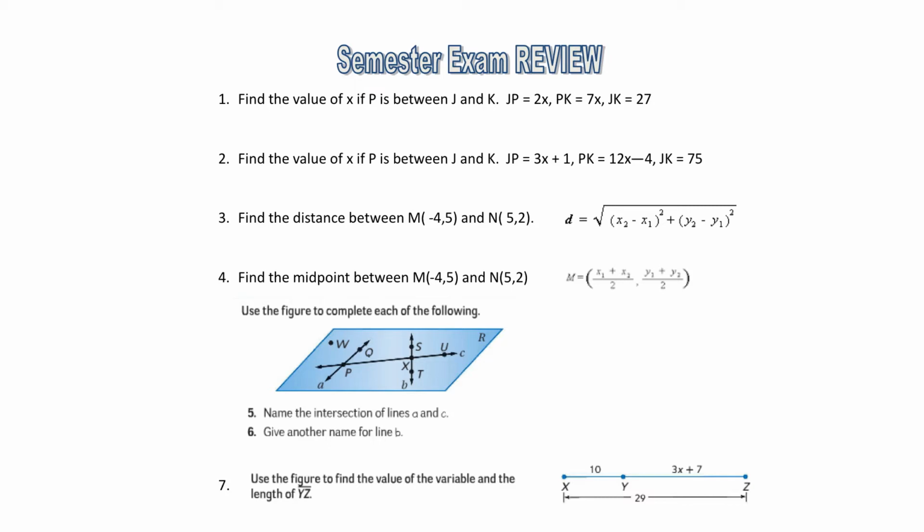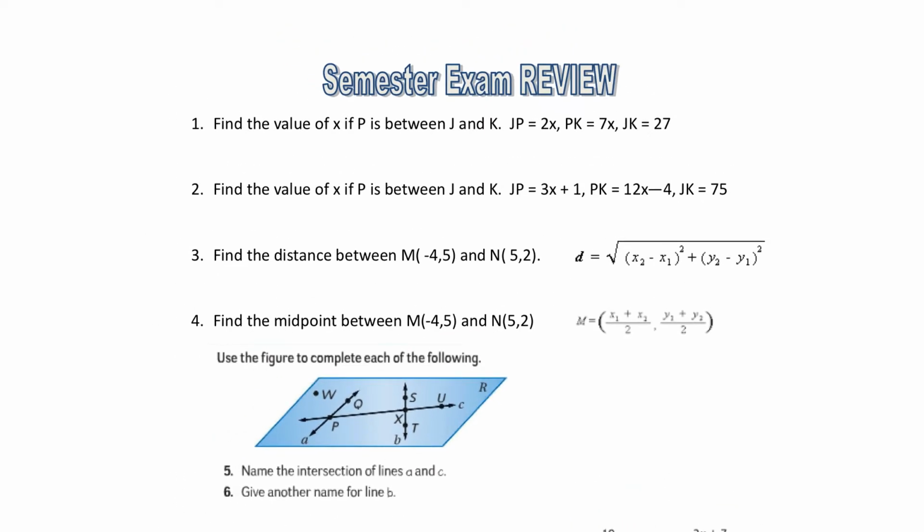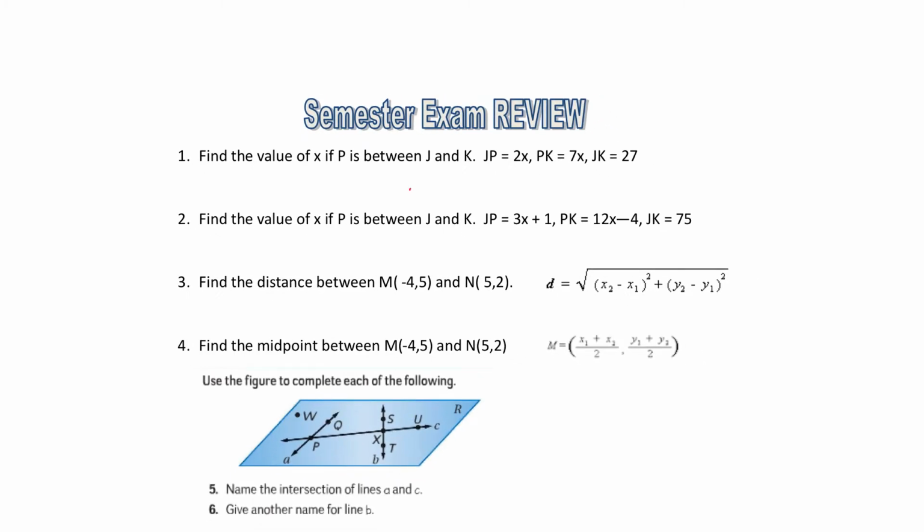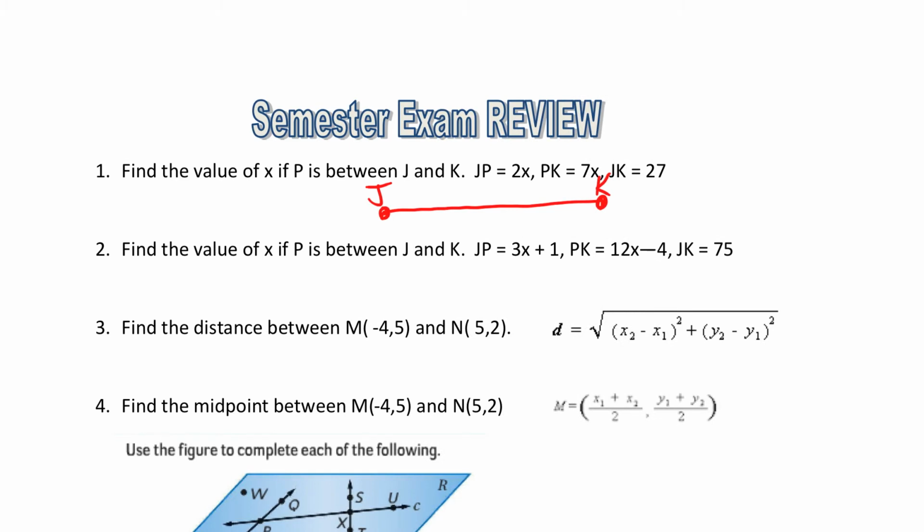All right, so I just want to go through here on a few of these and help you get these set up. So on number 1, it says find the value of x if p is between j and k. So what we're going to do is just draw a line here. Okay, j and k go on the end. Then p is somewhere between them.